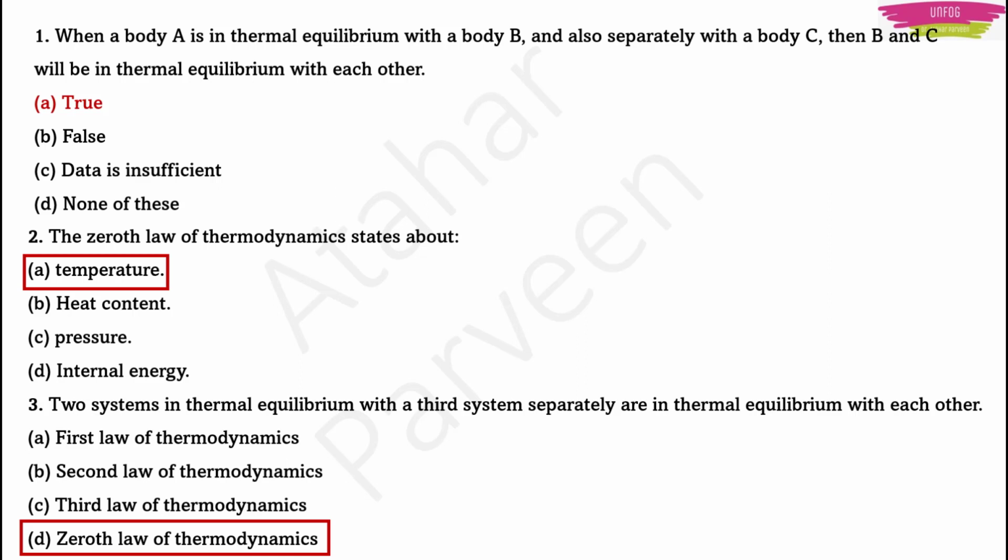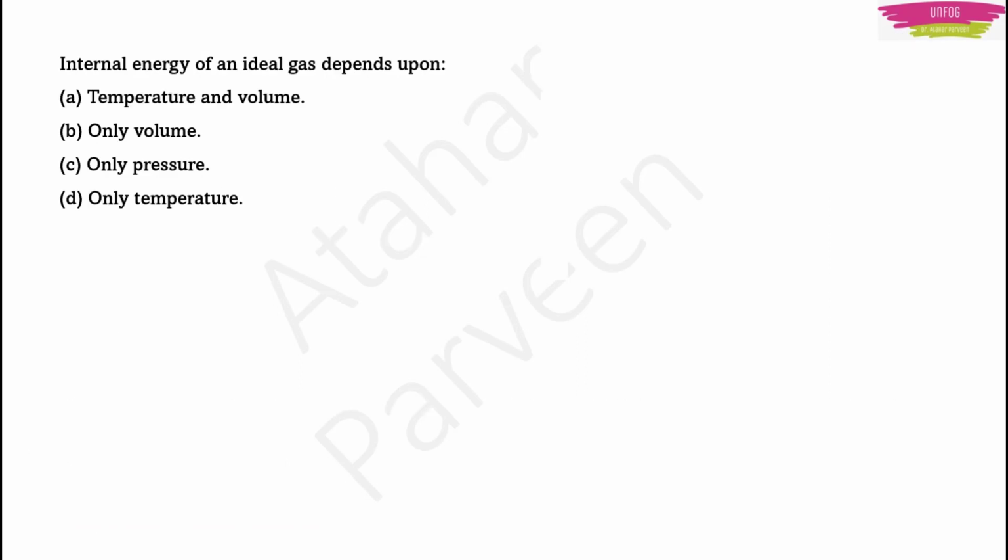Next question. Internal energy of an ideal gas depends upon. Internal energy means it should depend on temperature. Because it is directly related to heat, right? Heat is related to temperature. There is no heat in the options, right? But temperature is there. So the option will be temperature. Internal energy of an ideal gas depends upon only temperature.